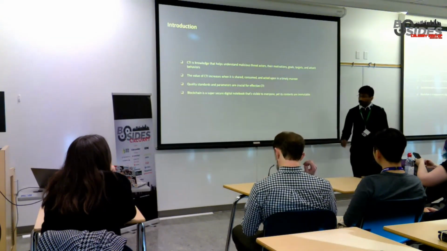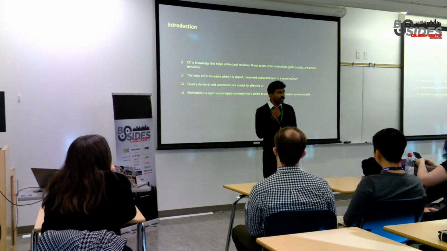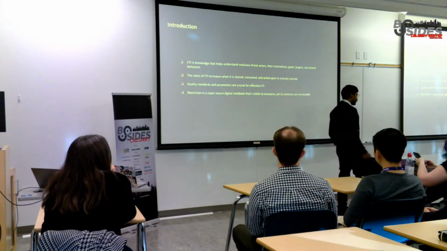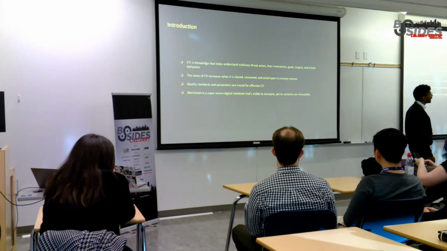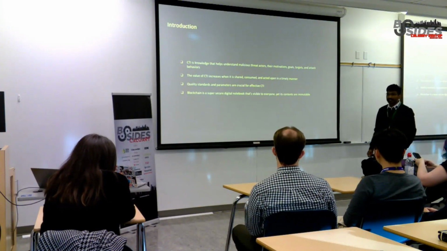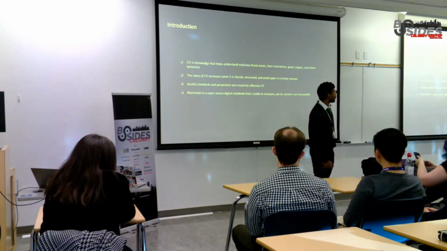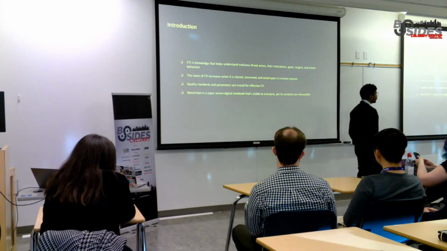Then one of the things that we see with CTI is the quality standards and parameters. Like if I give you 100 IOCs, but out of those 100 IOCs only 10 are relevant and valid. The other IOCs are probably the cloud provider's IP or some IP for DNS, and that's not going to be very relevant for what I have in my organization. So it's very important that the quality of the shared intel is up to the standards in order to be effective.